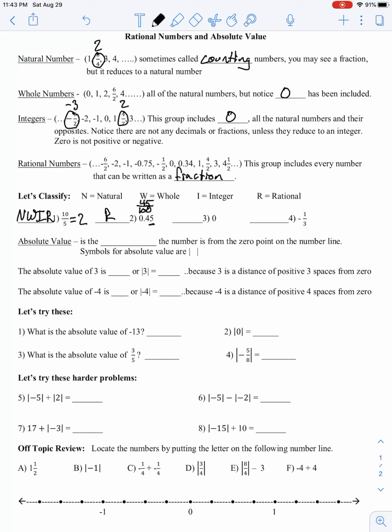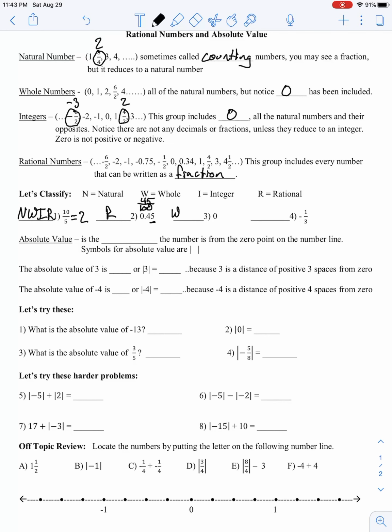Alright, so 0: up above we saw 0 in most of our lists, except for the natural numbers. So we're going to leave natural number out for 0. So 0 is going to be a whole number, an integer, and a rational number.